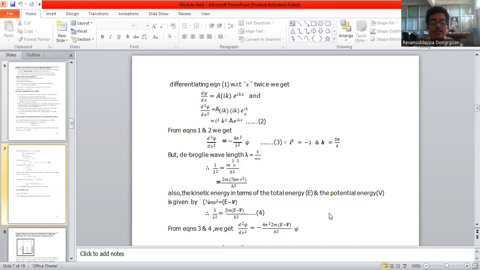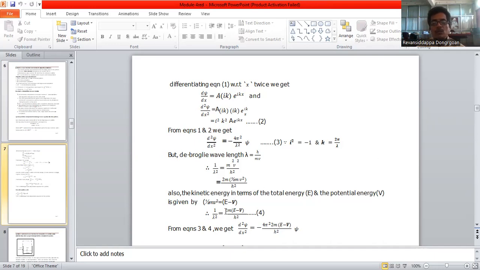Or we can write this in the fashion of kinetic energy. If you take 2m outside, what will we get here? 2m outside, 1 by 2 into mv square, divided by h square. 1 by 2 mv square, what is that? This is the kinetic energy. Kinetic energy is going to be denoted by E. So please come to here.